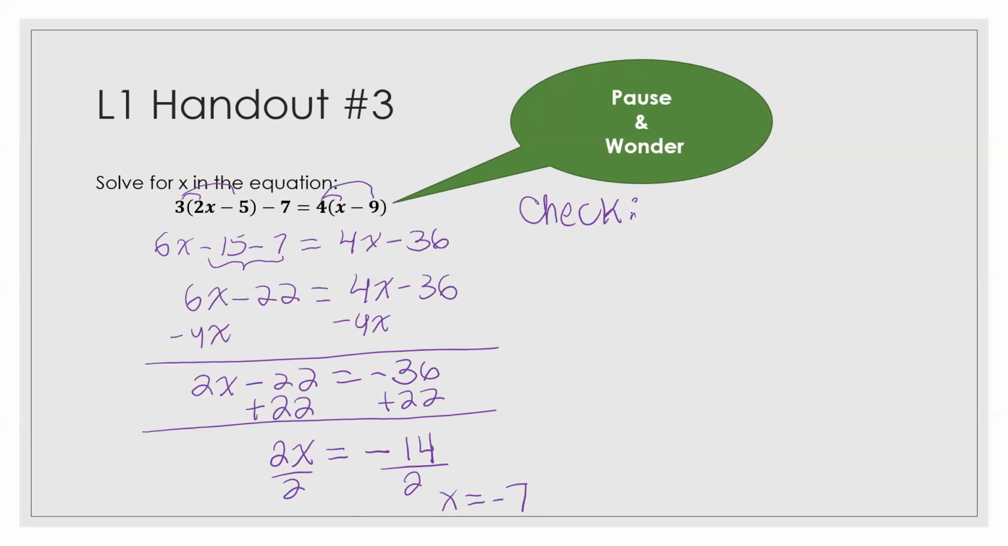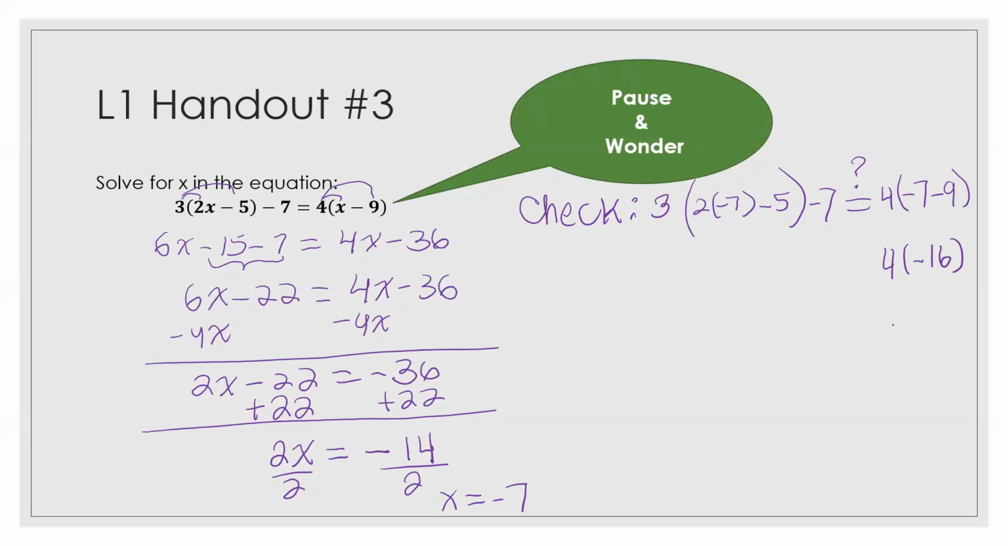Okay, so to confirm that x is actually negative 7, we will go ahead and check our answer by substituting negative 7 back into the equation. So I have 3 times 2 times negative 7 minus 5, minus 7, that's the left-hand side. Does it equal 4 times negative 7 minus 9? Okay, the right-hand side looks a little bit simpler, so I'm going to do that first. 4 times negative 7 minus 9 is negative 37.